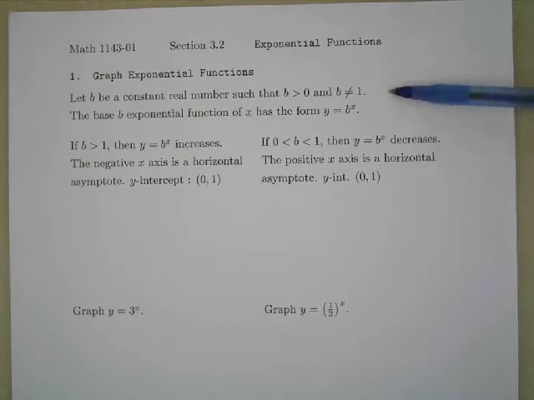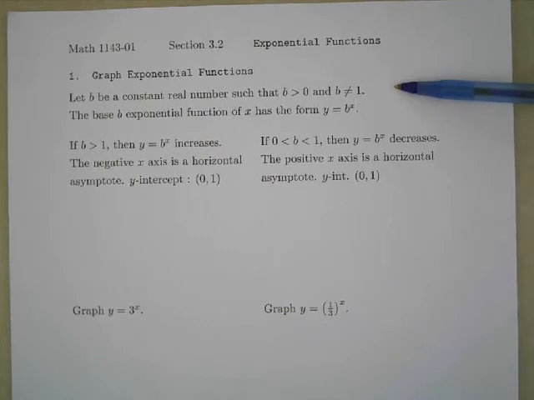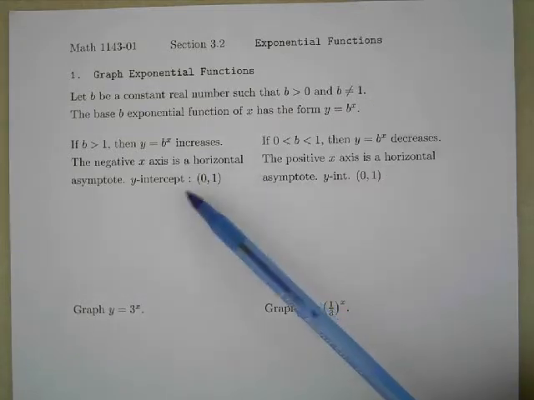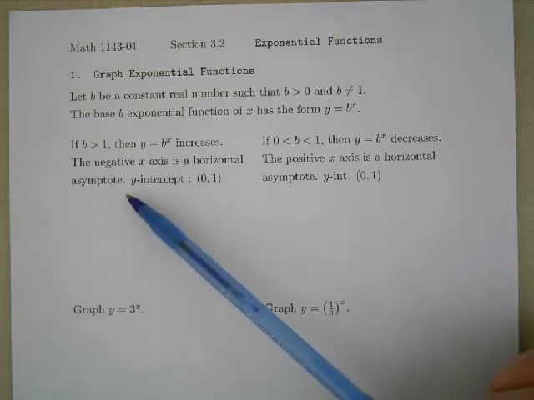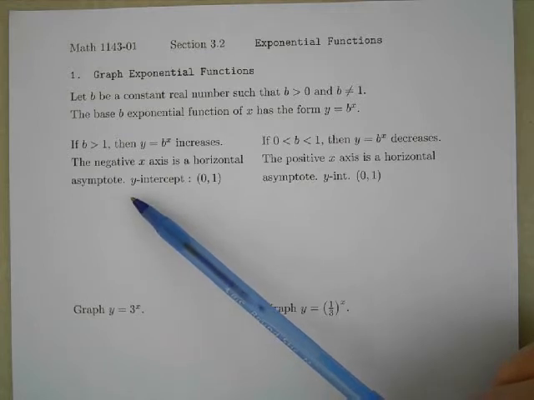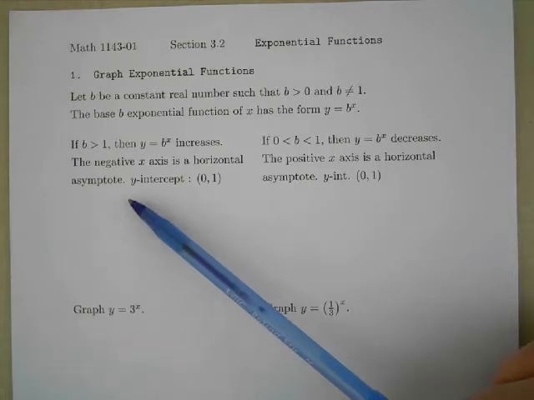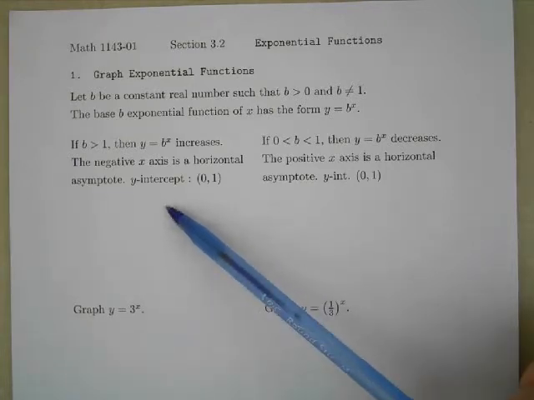If we let b be a constant real number that is greater than 0 and not equal to 1, then the base b exponential function of x has the form y equals b raised to the power x. If the base number b is greater than 1, then the graph of y equals b to the x increases. The negative x-axis is a horizontal asymptote, and the y-intercept is (0, 1).